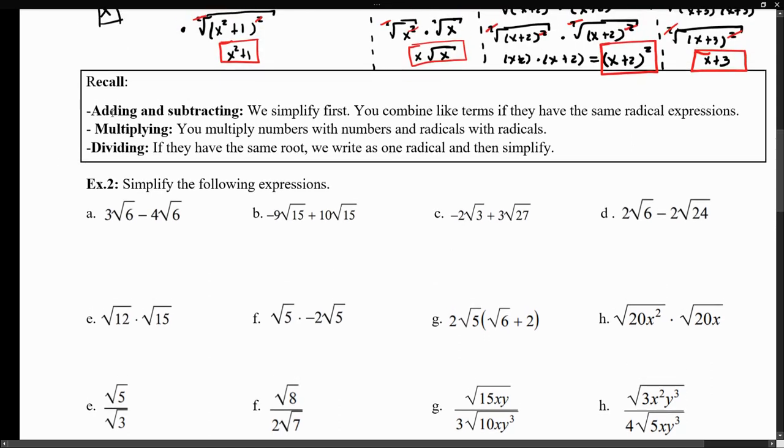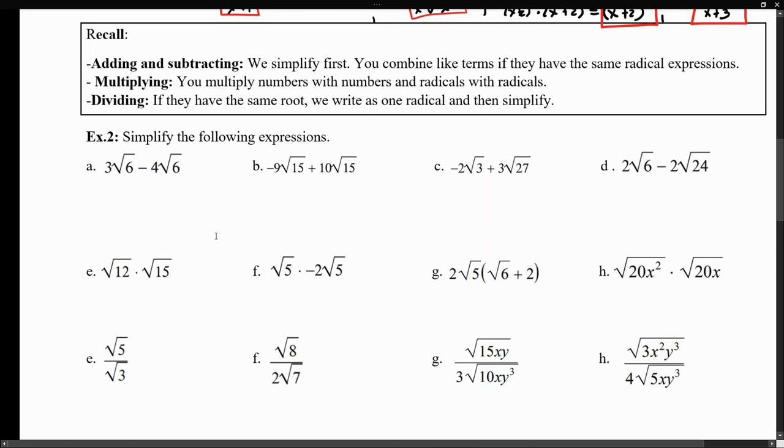These are the rules. If we want to add and subtract, we want to see if we can first simplify, and if we're able to simplify, then we can just combine like terms. For multiplication, we want to multiply numbers with numbers and radicals with radicals. You'll see what I mean by this. And when it comes to division, if they have the same root, then we can write it as one radical and then simplify. All right, let's take a look at 2 addition and subtraction examples. Let's take a look at A.